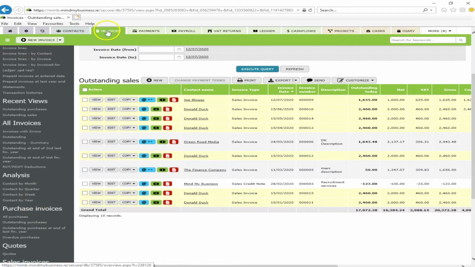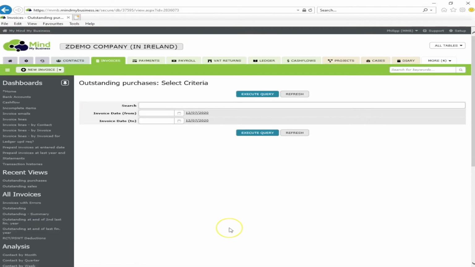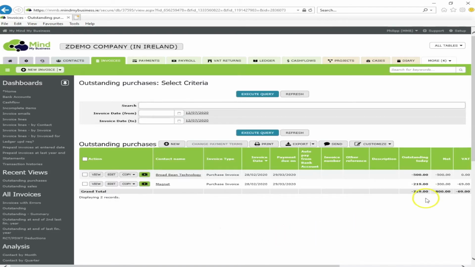Again in invoices, you go to the purchase invoices and press on outstanding purchases. Some people call these two reports debtors ledger and creditors ledger, but we find that outstanding sales and outstanding purchases is a much more human way of describing it. Here we go, you owe €719 and you can see from when these invoices were and when they were due and that they're overdue and you better start paying them.